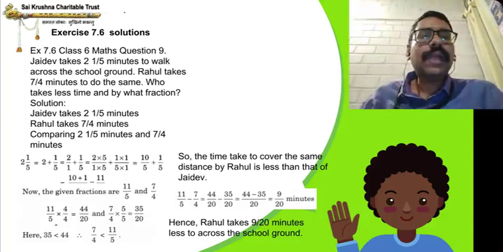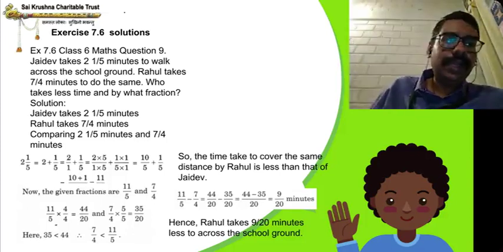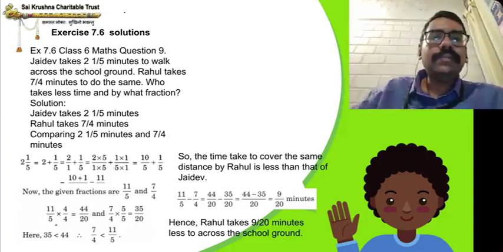We'll go to fraction 7 by 4. If you want to get 20 in the denominator, which number you should multiply with 4? 4 5s are 20. Multiply both numerator and denominator by 5. You get 35 by 20. Therefore, 35 is less than 44. 7 by 4 is less than 11 by 5.